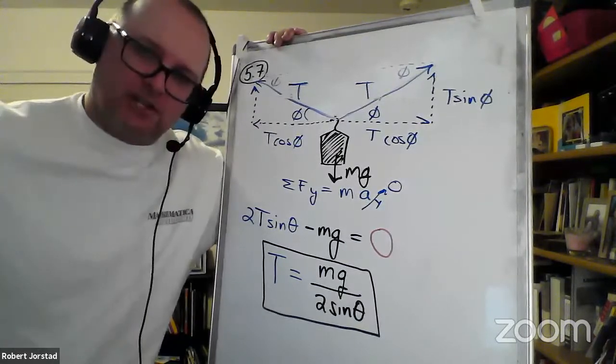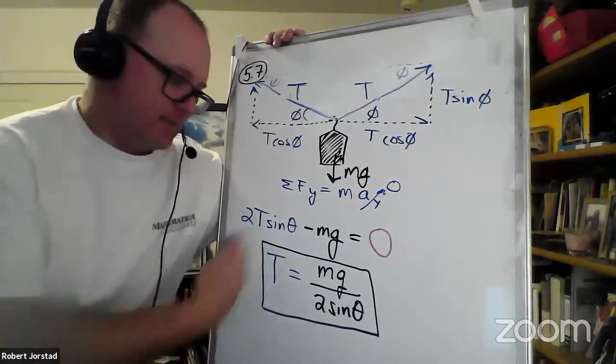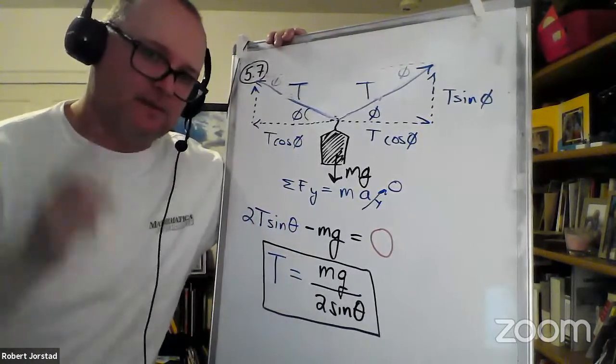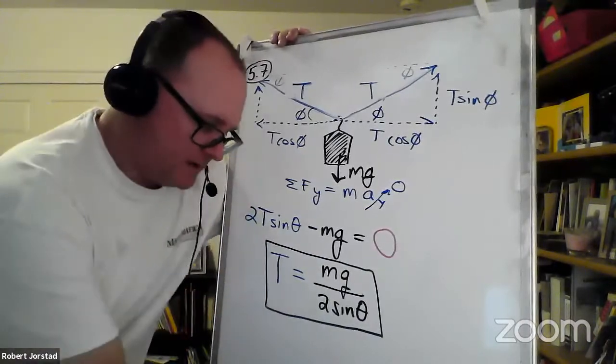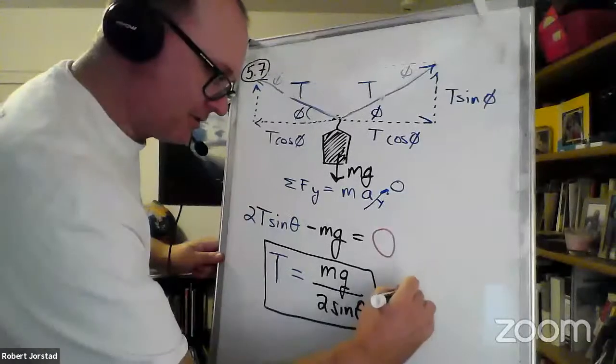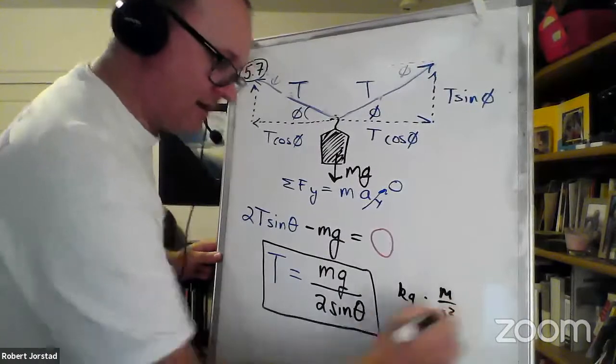What's one way you could check this? I could say it that way. What's one thing we could check about this? Check the units. Nice. What are the units? Well, I have a kilogram times a meter per second squared.